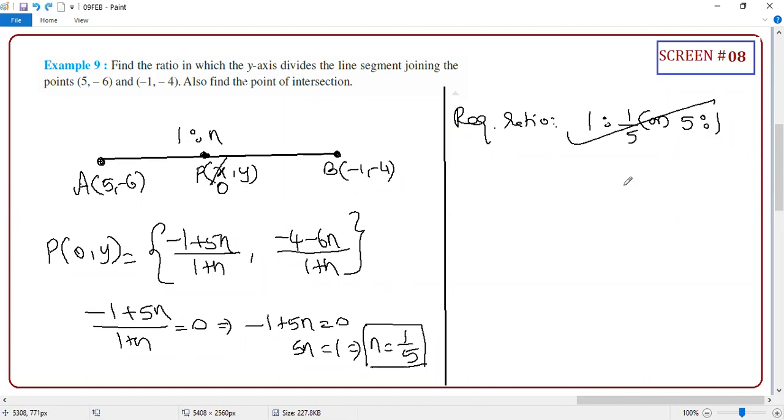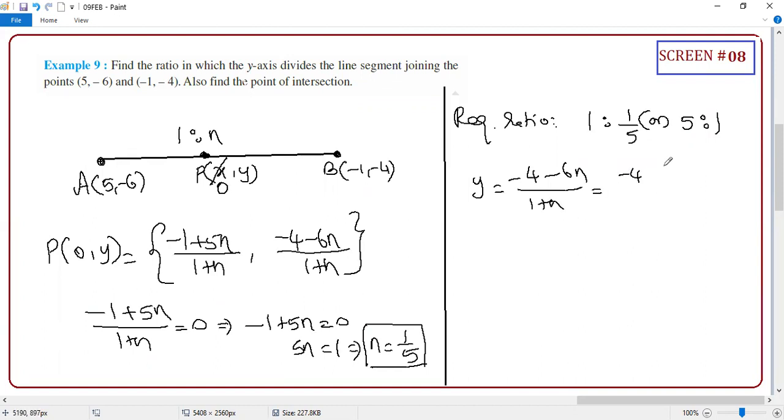Take y equals minus 4 minus 6n by 1 plus n. Reading the question is very, very important. Let me find the point of intersection. Already I know one point; the other is y. So y equals minus 4 minus 6n upon 1 plus n.